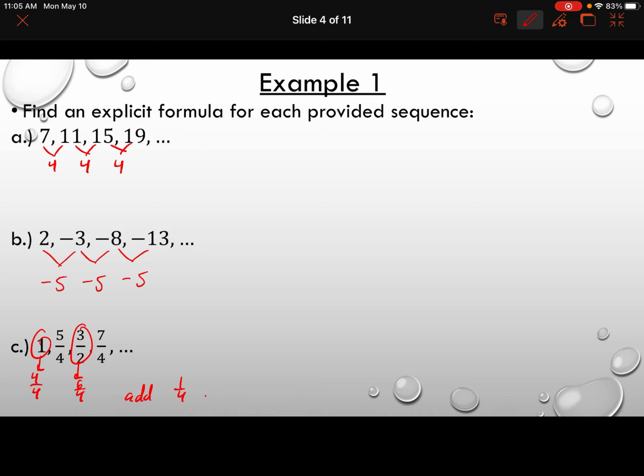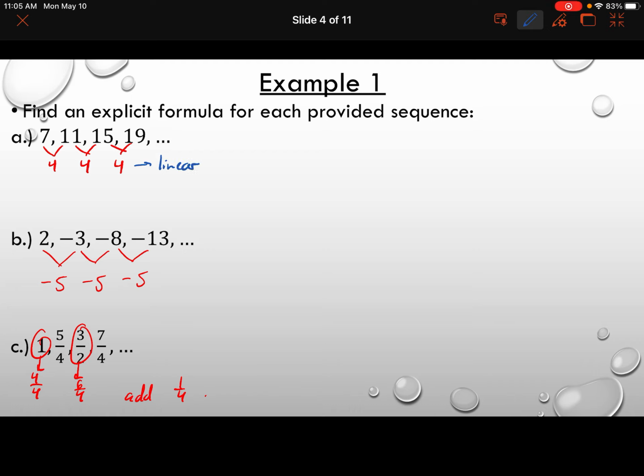Okay? So, let's try to determine some explicit formulas for each of these sequences. Okay, this is key. We're adding 4 every single time. This actually tells us that our formula is linear, okay?